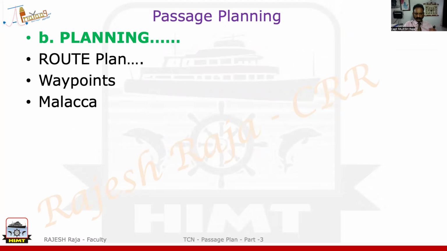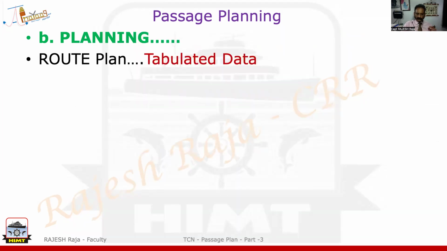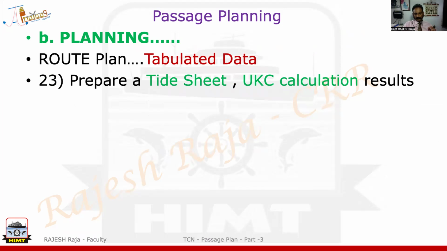I'll show you the last table. This is purely on the Malacca and eastbound. So One Fathom Bank to the eastern bank. This is a little bit more elaborate. I've shown you that also. One of the important things was the speed limit of 12 knots for you because of VLCC. And VTIS reporting was Straits Trip. I'll just show you one sample of the Straits Trip. It's an old one, please remember. As I said, bear with me. I don't have the latest one, but it doesn't matter. You please use the latest one.